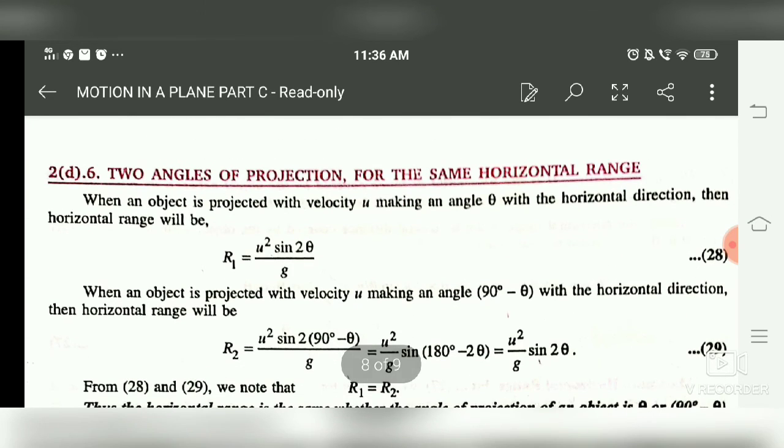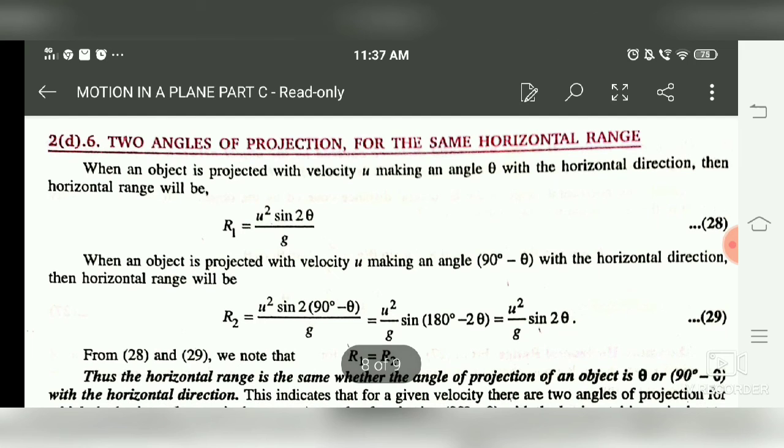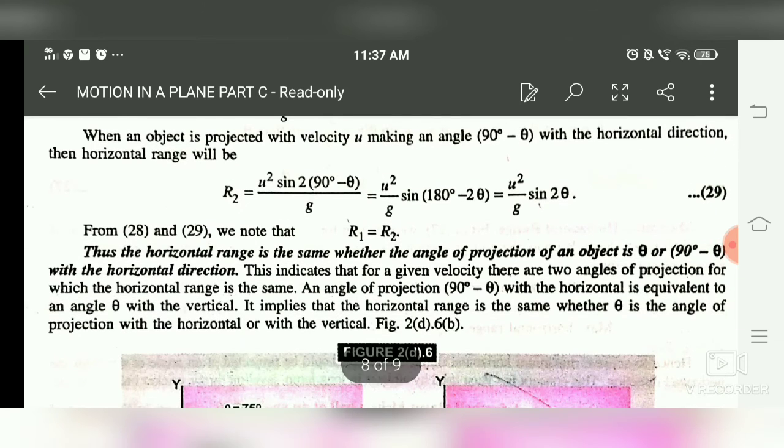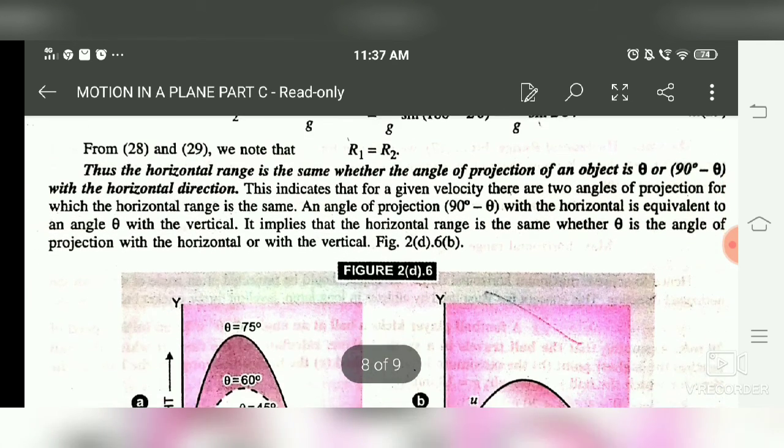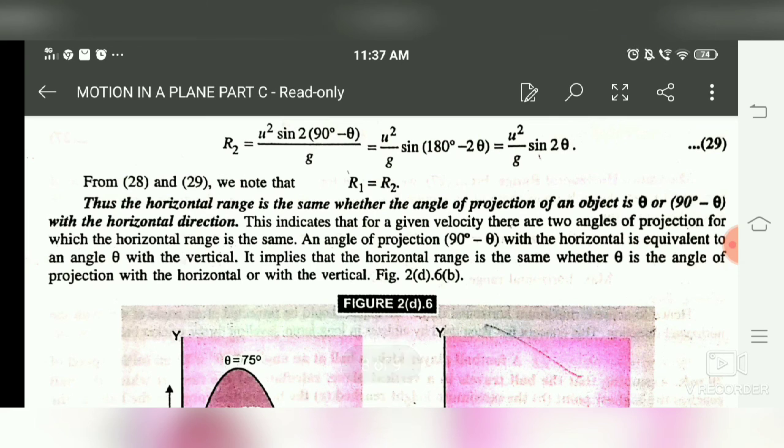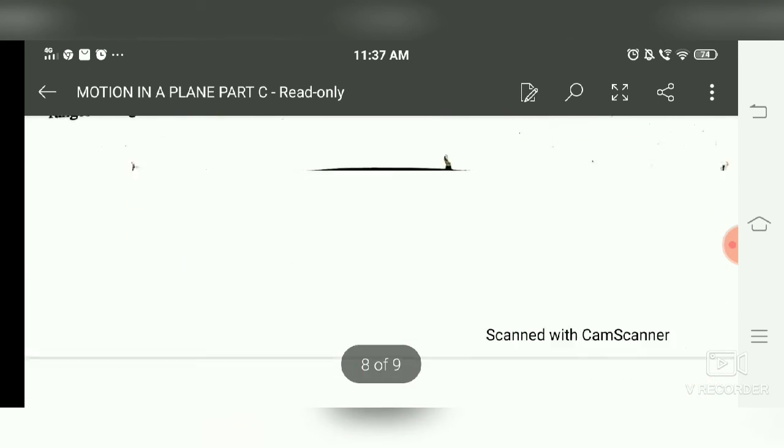Next is 2 angles of projection for the same horizontal range. Means there are 2 different angles for which we get the same range, and those angles are theta and 90 minus theta, because sin of 180 minus theta is again sin theta. So suppose I throw an object with an angle of 30 degree with the horizontal, or with 90 minus 30, that is 60 degree with the horizontal. Means in the case of 30 and 60, horizontal range will be same.